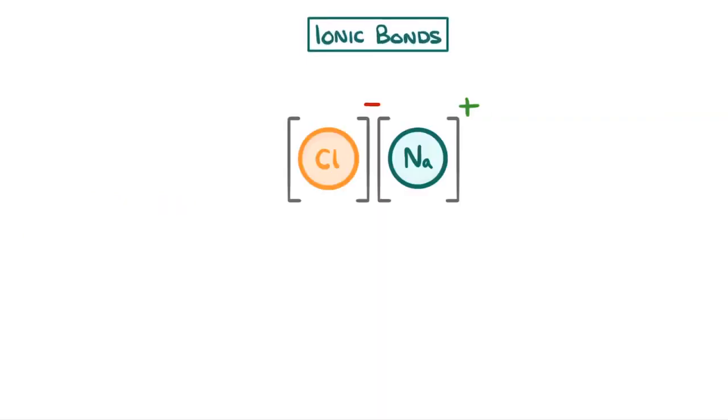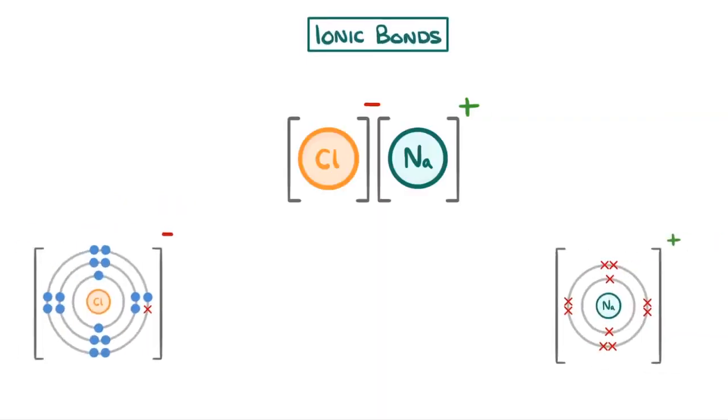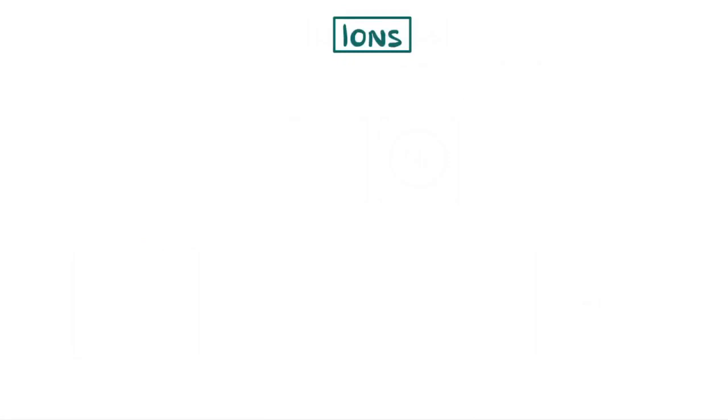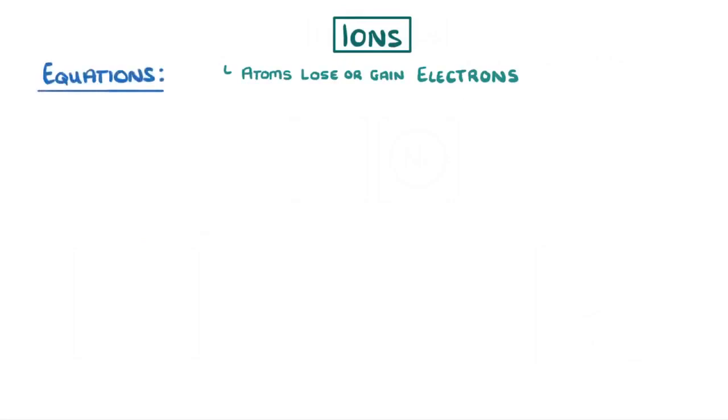ionic bonds. And to explain this, we'll take a look at some dot and cross diagrams. First though, I just want to recap what ions are. We said in a previous video that ions are formed when atoms lose or gain electrons. And we can show this happening with equations.